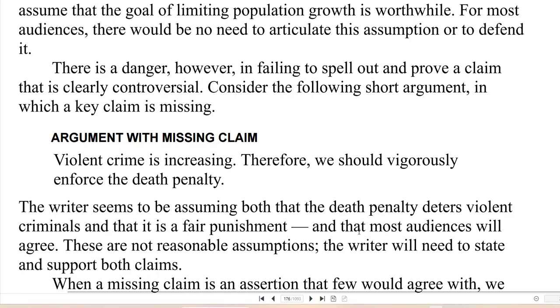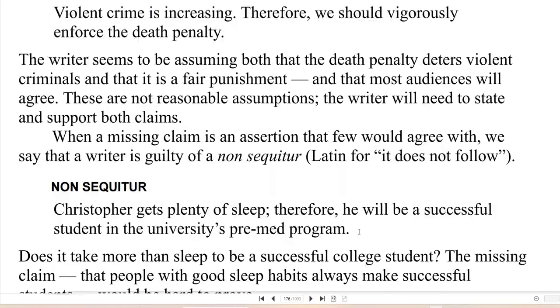Consider the following short argument in which a key claim is missing. Violent crime is increasing. Therefore, we should vigorously enforce the death penalty. The writer seems to be assuming both that the death penalty deters violent criminals and that it is a fair punishment, and that most audiences would agree. These are not reasonable assumptions. The writer will need to state and support both claims.